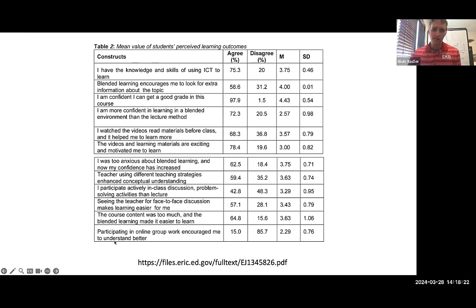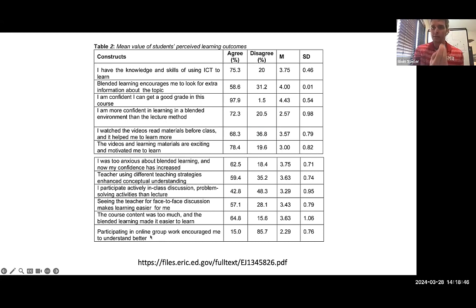But then down here, participating in online group work encouraged me to understand better. Only 15% agreed with that one, which was kind of the most lopsided one. So there's a little bit to imagine and to try to take away. There's a whole article written around this.